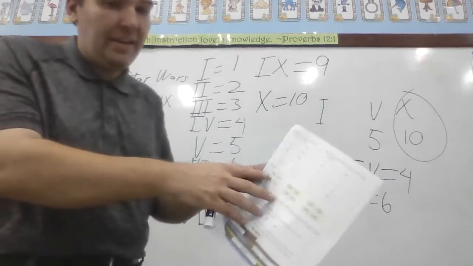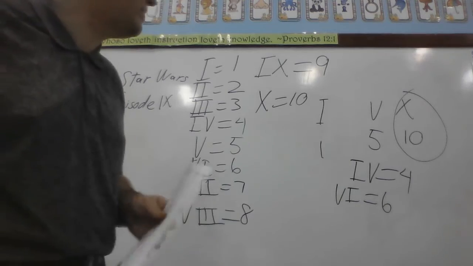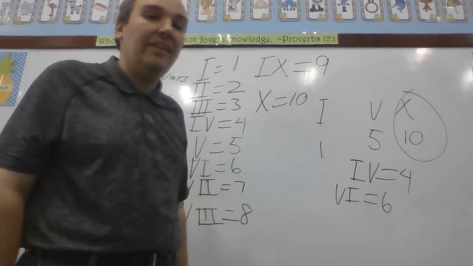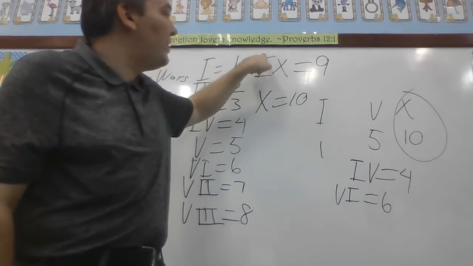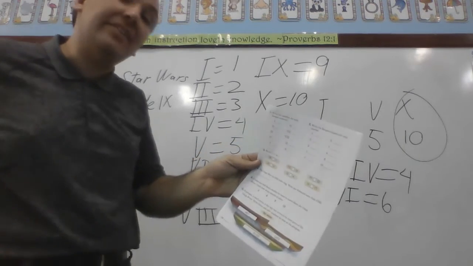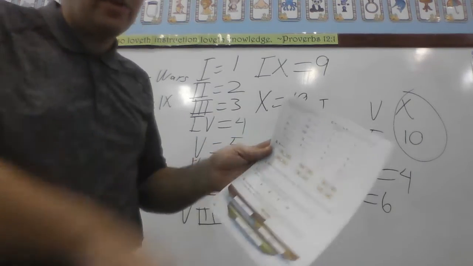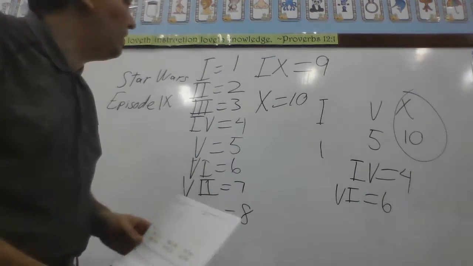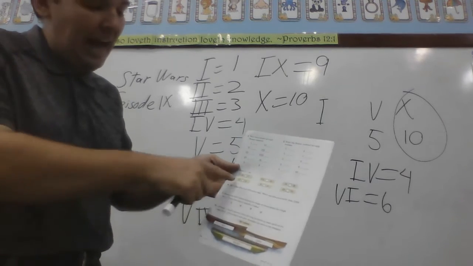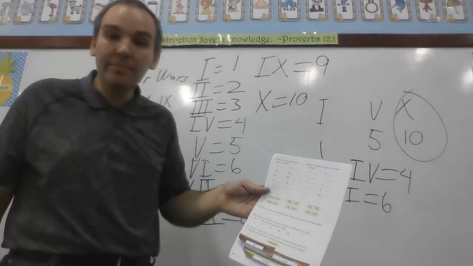What's bigger, IX or 7? Well, what is IX? I is 1, X is 10. IX is 10 minus 1, so it's 9. So what's bigger? IX is bigger. What's bigger here, I or 3? Well, I is 1, so 1, 2, 3. III is 3. So what's bigger, 3 or 3? The same thing.